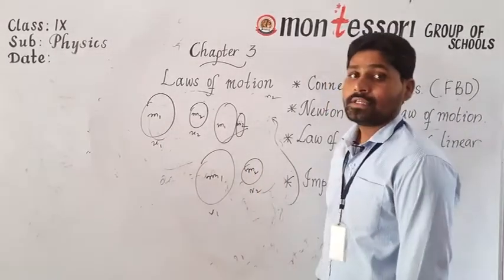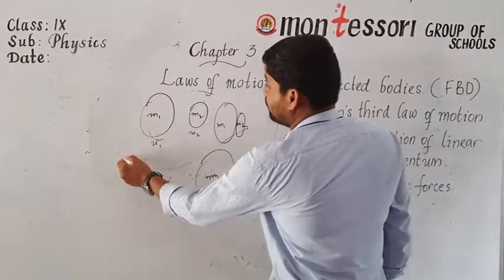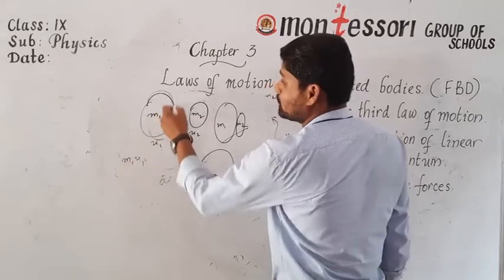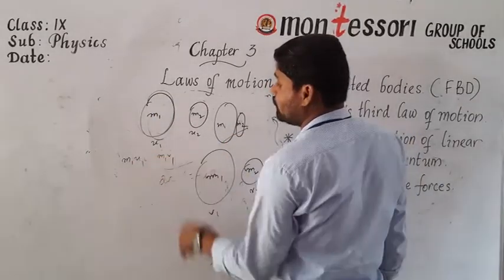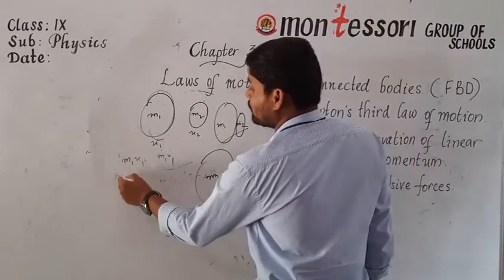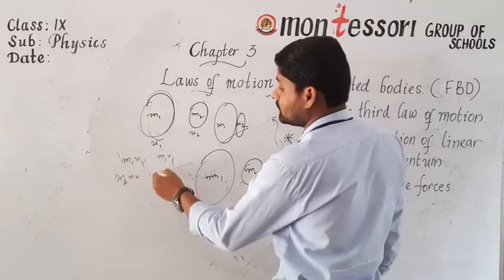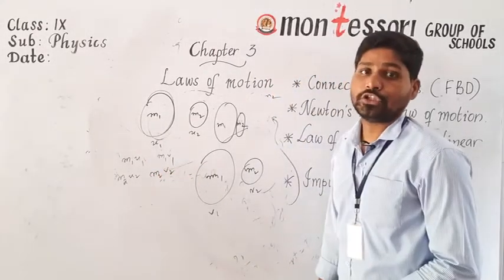Is it clear? So what is the momentum before collision here? m1 u1 in case of the first body. Then after collision, m1 v1. In case of the second body, before collision, m2 u2. In case of the second body, after collision, m2 v2. Is it clear?